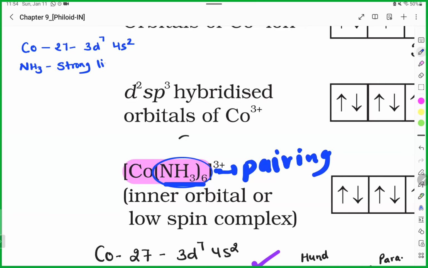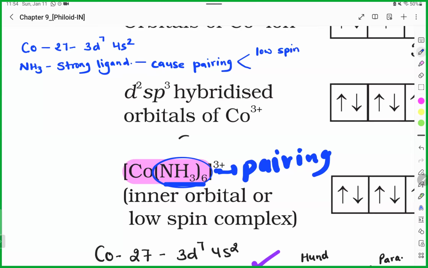That we'll get to know in the next topic, crystal field theory, but here you can focus that it is a strong ligand. What is the role of a strong ligand? They cause pairing of the electrons. And whenever there is pairing of electrons, you will see most of the time, not always, there will be low spin. Electrons will be paired, so low spin.